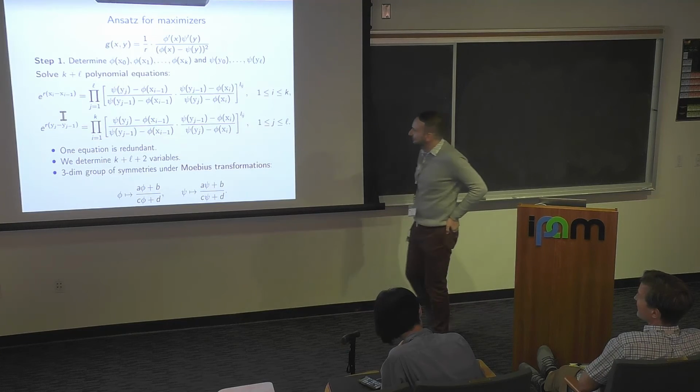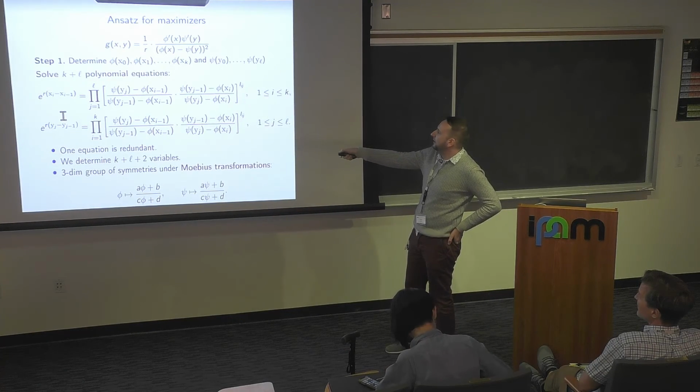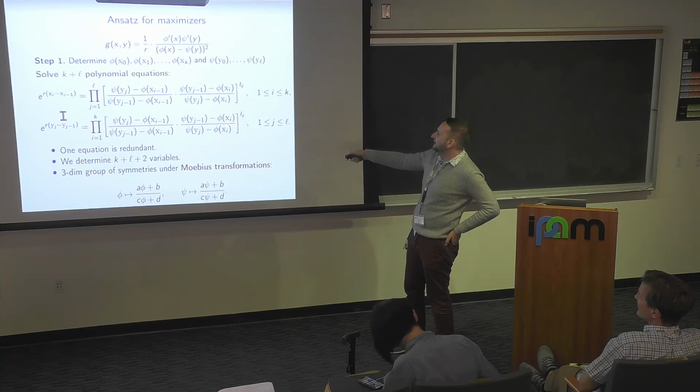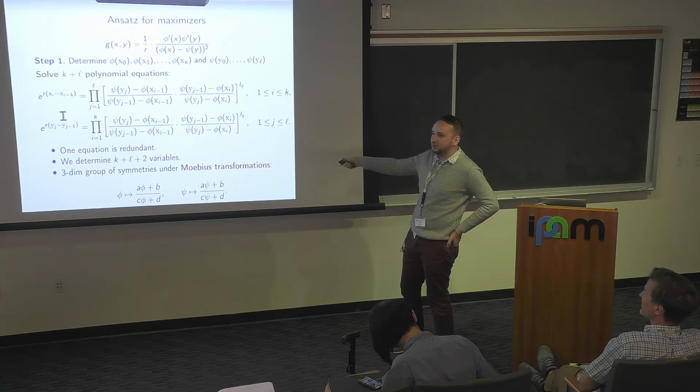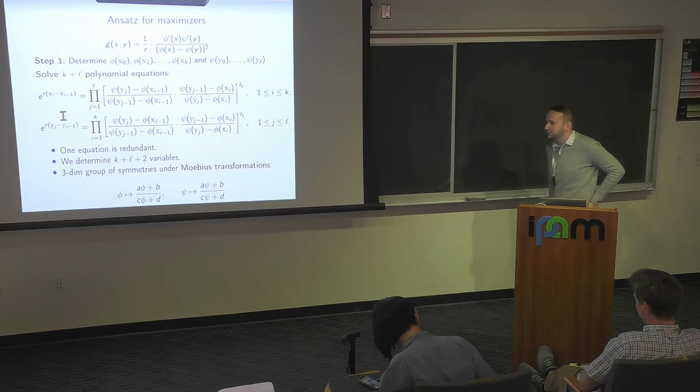So let me discuss with you why this is happening. First, one equation is redundant, because if we multiply all these equations over all i's, then it's exactly the same as multiplying all these equations over all j's. So there are, in fact, k plus l minus 1 equations.